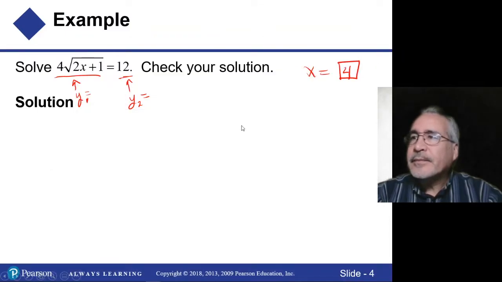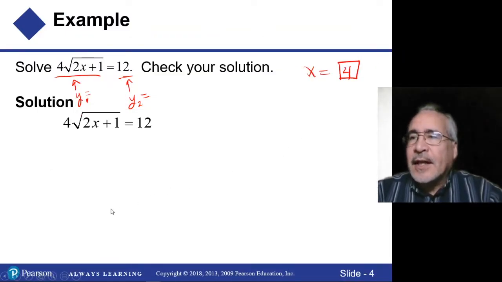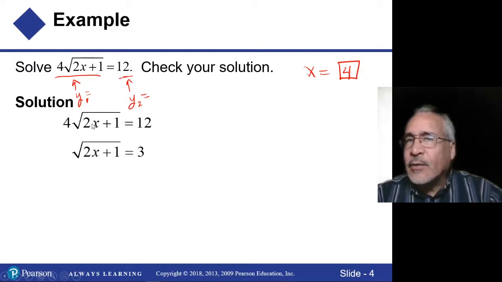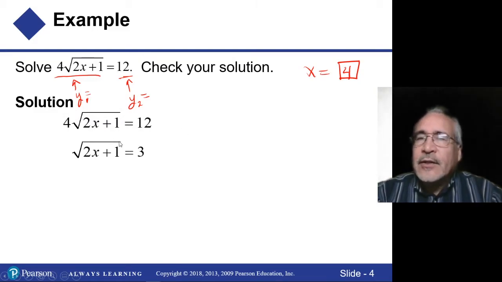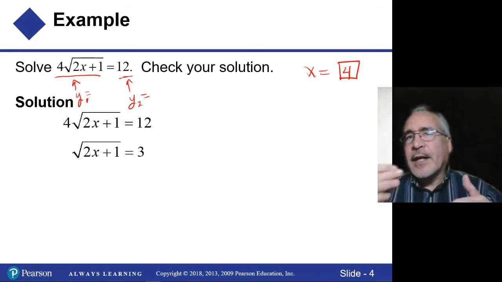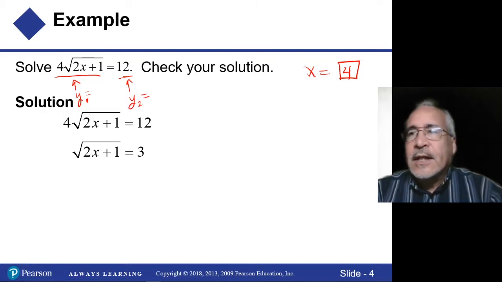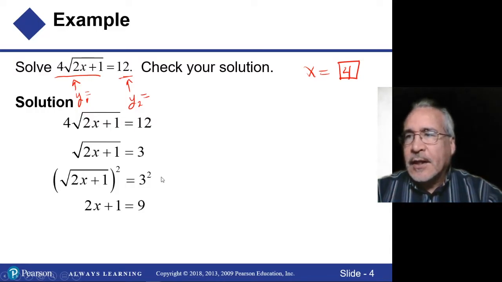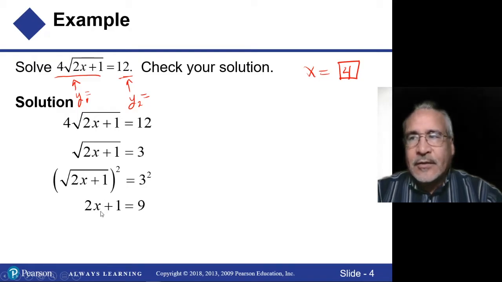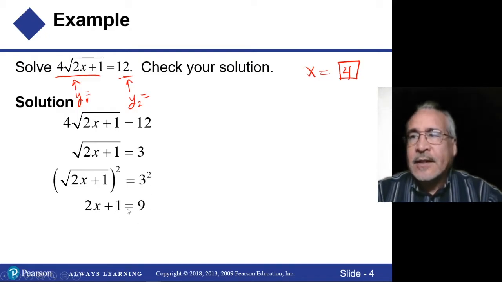Okay, now let's walk through this. What they do is isolate the square root by itself. So they divided both sides by 4. That's how this became 1. And on this side, 12 divided by 4 is 3. The next thing they do is square both sides, because remember, when you square a square root, make it to the second power, it undoes it. Again, that's because it's equal. We'll square both sides. Square root squared is just 2x plus 1. 3 squared is 9. And now we can solve this.